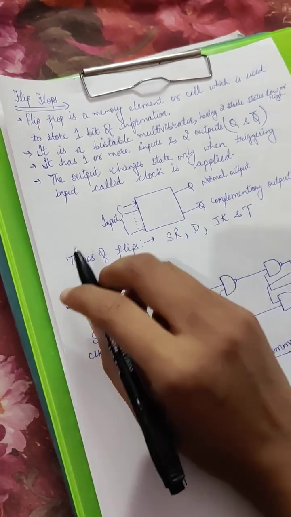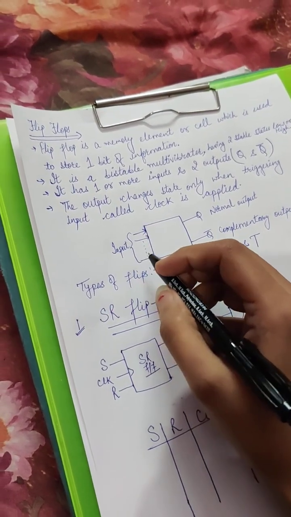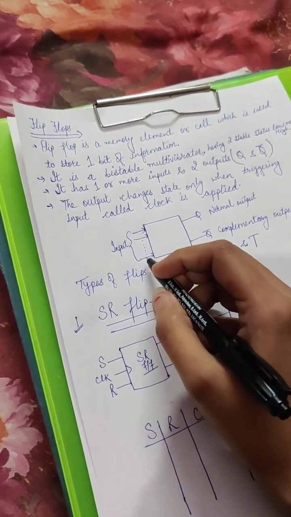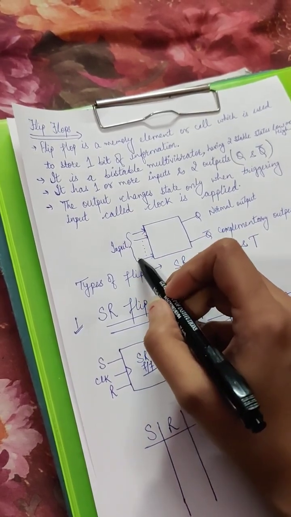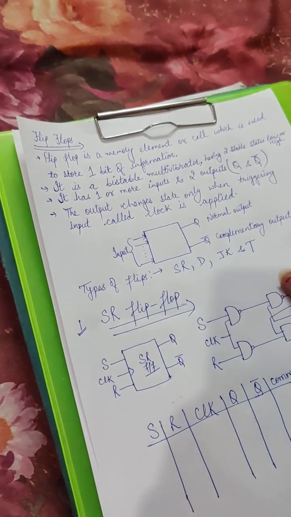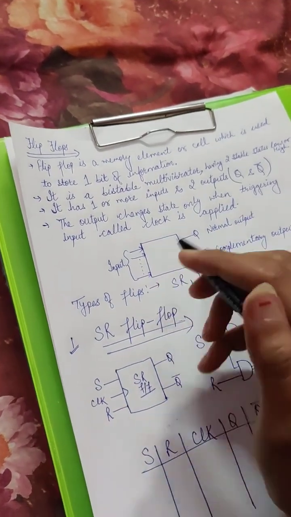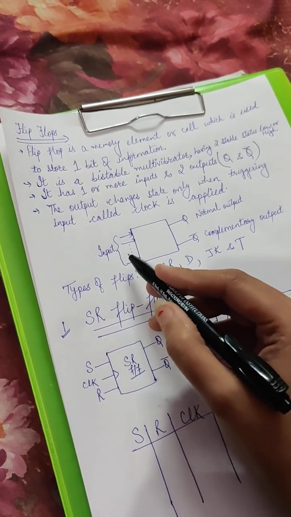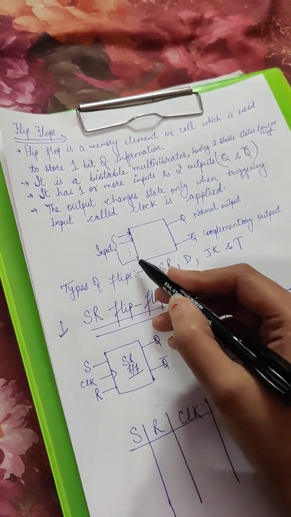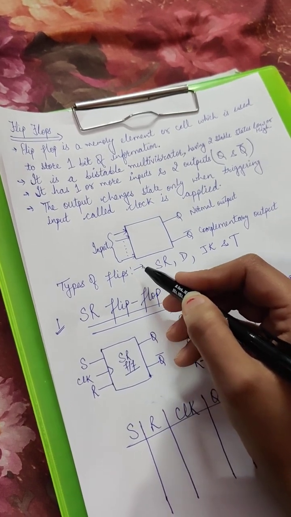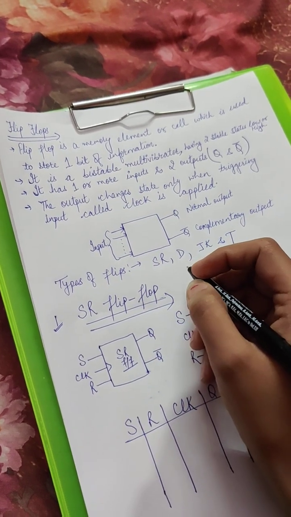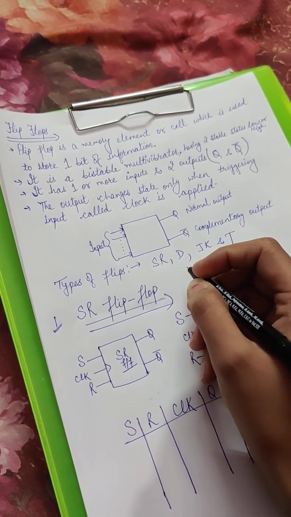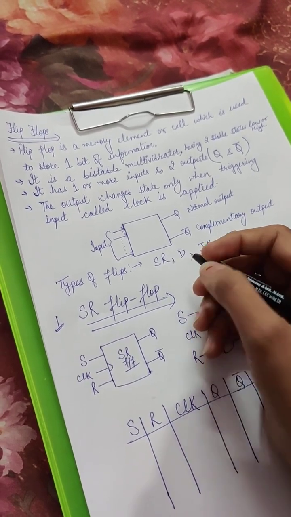Flip-flops are the basic elements which are used to store data in the form of bits. That means it is used to store only one bit. Flip-flops one bit को store करने के लिए use होते हैं. And it is also a bistable multivibrator. इसे हम bistable multivibrator कहते हैं जिसमें 2 stable states होती हैं, चाहे वो low हो या high हो.